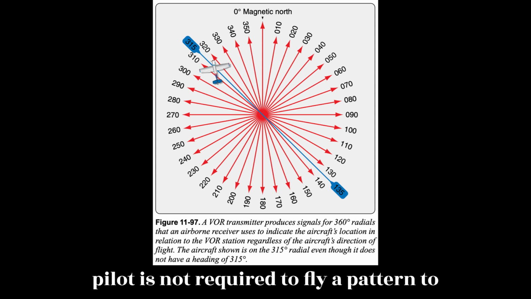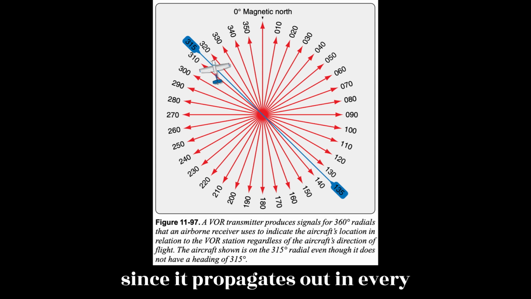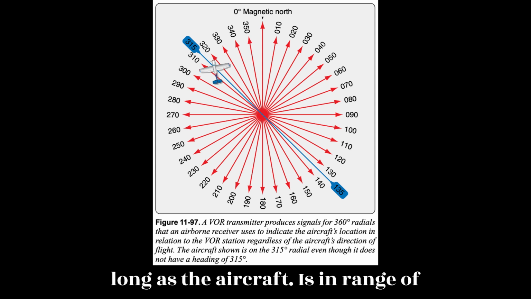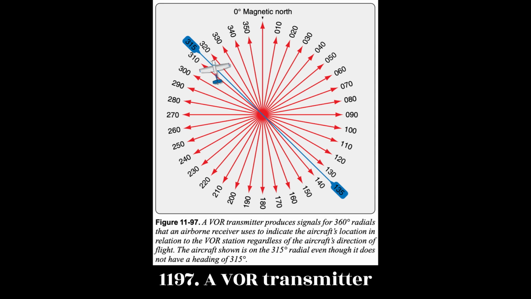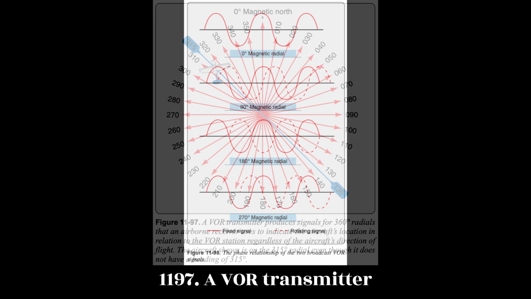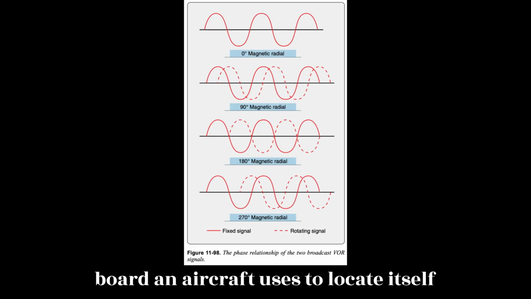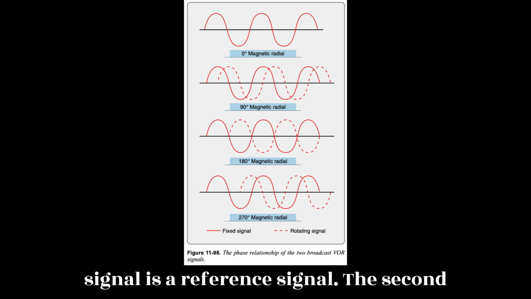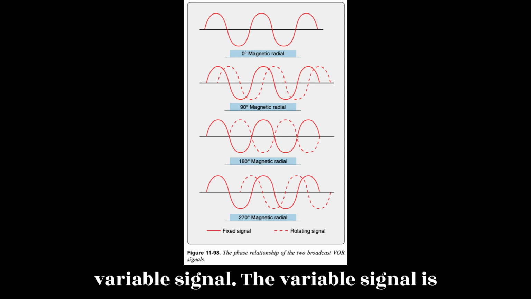A pilot is not required to fly a pattern to intersect the signal from a VOR station since it propagates out in every direction. The radio waves are received as long as the aircraft is in range of the ground unit and regardless of the aircraft's direction of travel. Figure 11.97. A VOR transmitter produces two signals that a receiver on board an aircraft uses to locate itself in relation to the ground station. One signal is a reference signal. The second is produced by electronically rotating a variable signal.